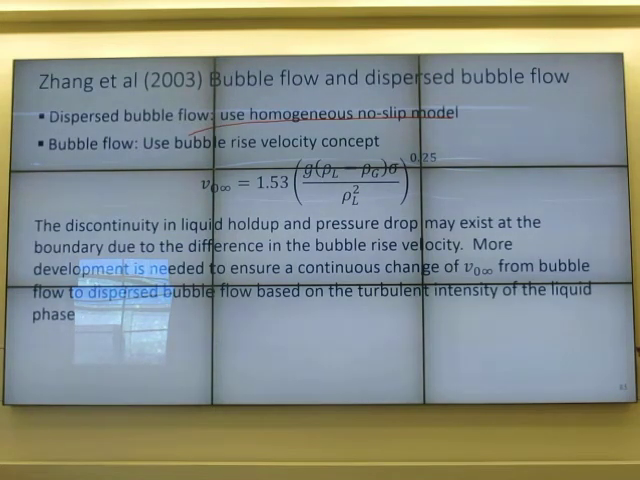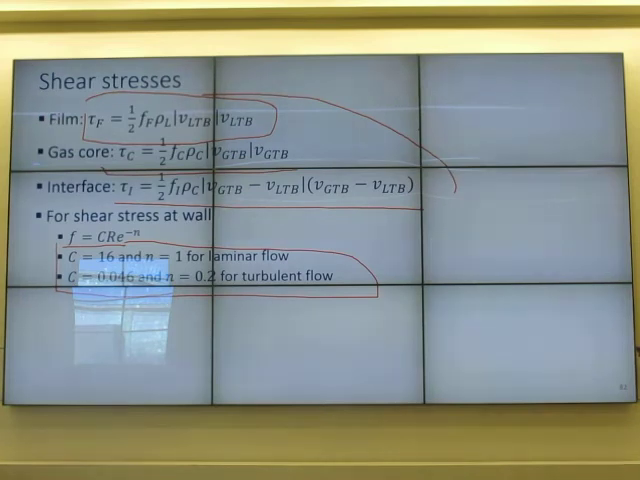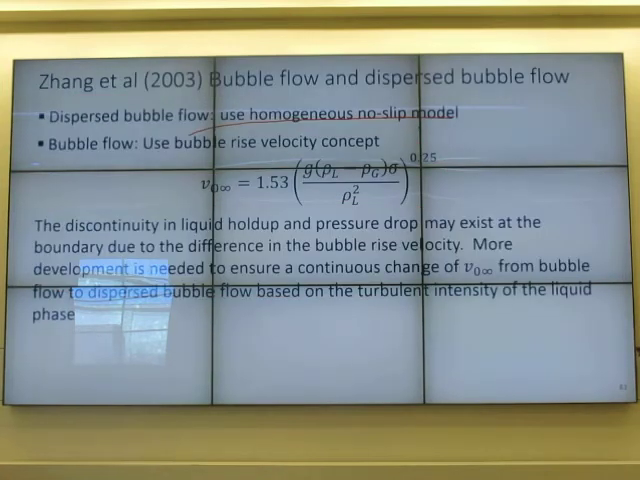Alright, this is quite a lot already, don't you think so? So we just showed the combined momentum equation. Once they determine the flow pattern, which we didn't talk about, then they will solve it. For bubble flow, they have this bubble rise velocity.